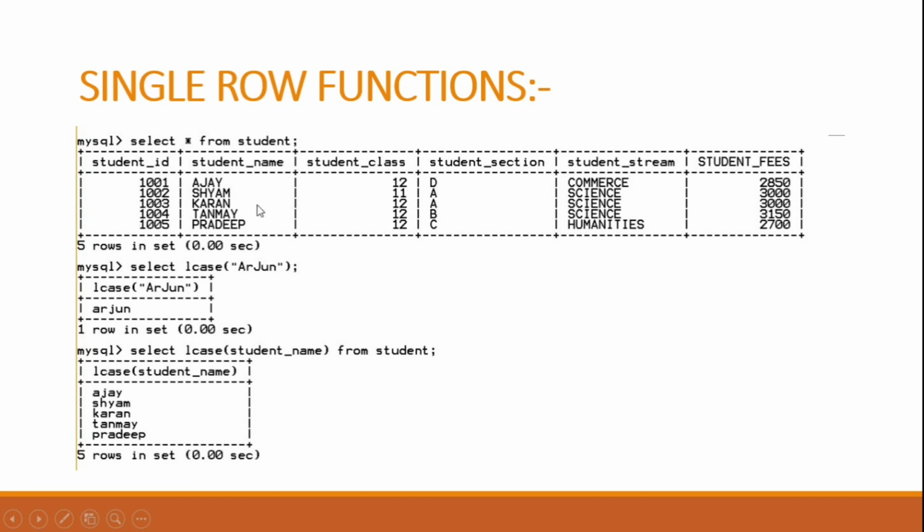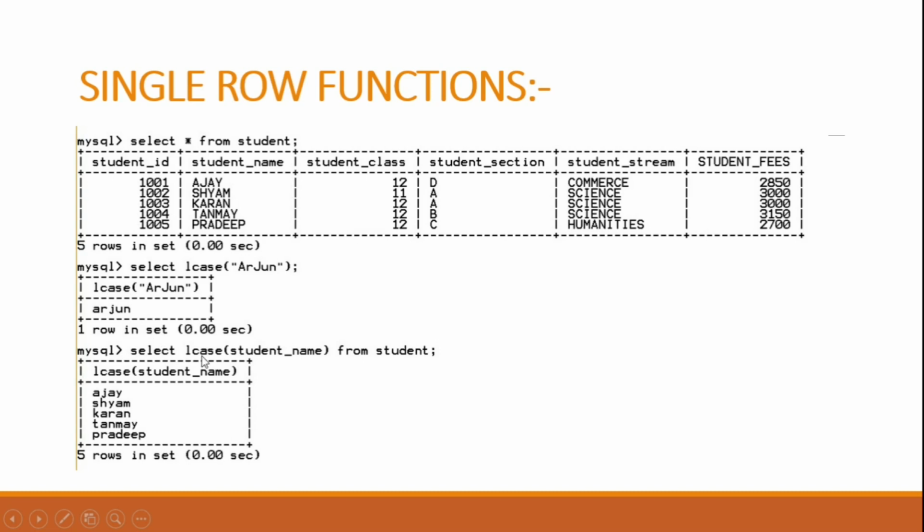Single row function. Suppose this is the table data I have for a table named student, which has 6 columns. Two examples are given. In the first example, the lcase function is applied over a single value. In the second example, the lcase function is applied over a column of a table. In the first example, you can see it's a jumbled case of information, containing capital and small case alphabets, and everything is converted into lowercase by applying the lcase function.